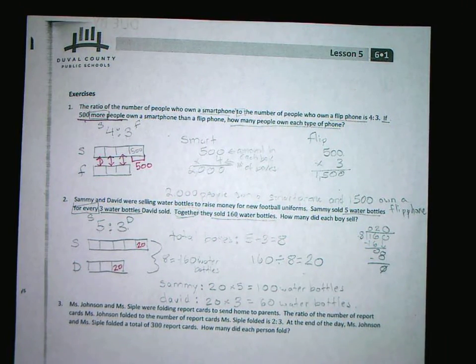Not too bad. That's number 1 and 2 on Lesson 5, Solving Problems by Finding Equivalent Ratios. If you have any more questions, just let your teacher know.